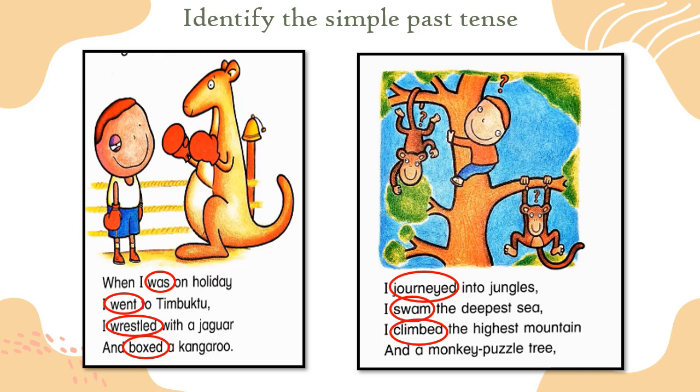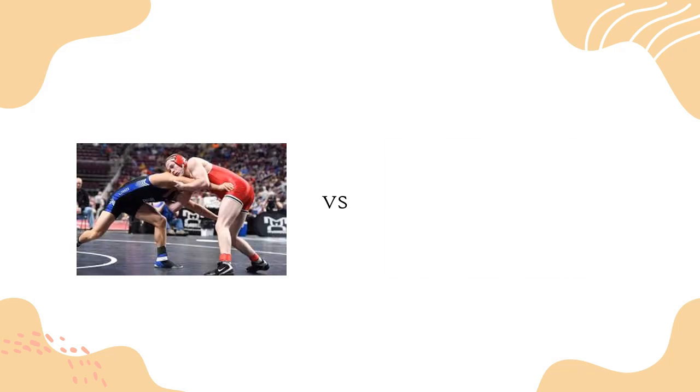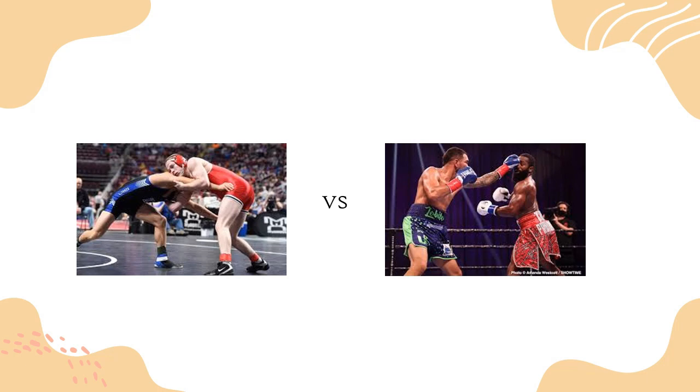Climb is the simple past tense. I guess most of you must confuse between wrestle and box. Let us look at the pictures. Okay, there are two pictures there. Wrestling normally uses locks and holds to overpower an opponent, while boxing focuses on using punches to knock an enemy out. So now you must know which one is wrestle and which one is boxing. The first picture is wrestle and the second picture is boxing.